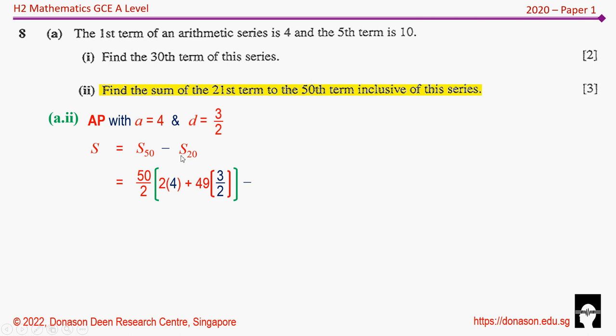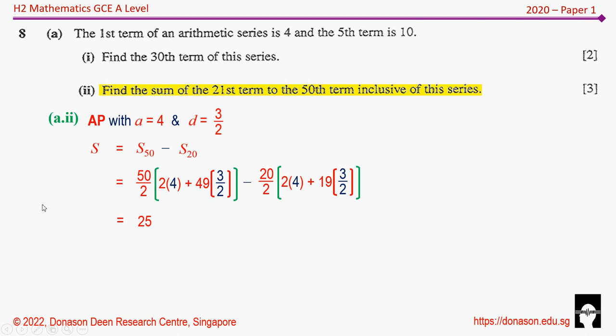Now let's do the same thing for the sum of 20 terms. So 20 over 2, and then open bracket, 2 times a, which is again 4, plus n minus 1. So 20 minus 1 is going to become 19 times the common difference, which is 3 over 2, right? So if we evaluate this expression completely, we're going to get the sum of the 21st term to the 50th term inclusive.